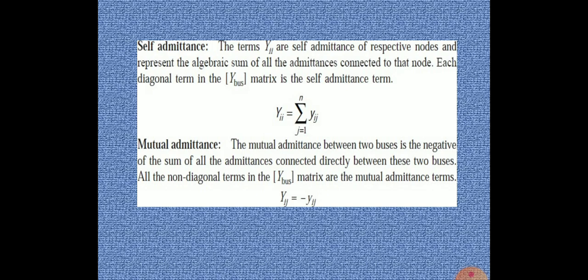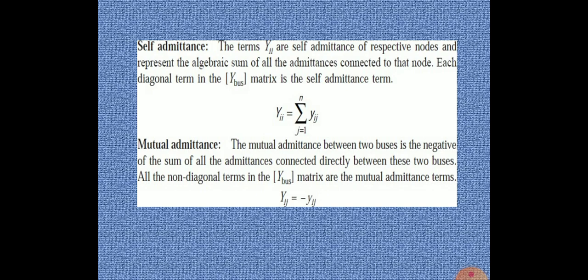Next, mutual admittance. The mutual admittance between two buses is the negative of the sum of all the admittances connected directly between these two buses. All the non-diagonal terms in the Y bus matrix are the mutual admittance terms. Yij must be equal to minus of small yij.